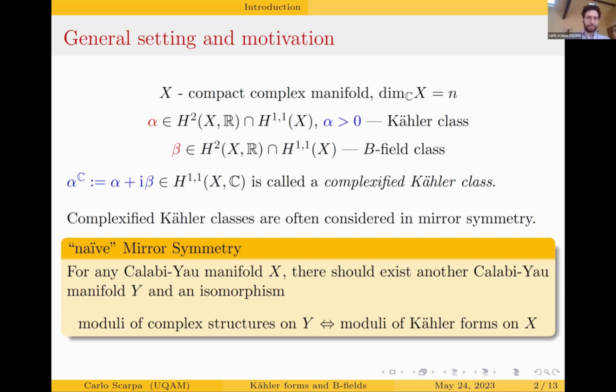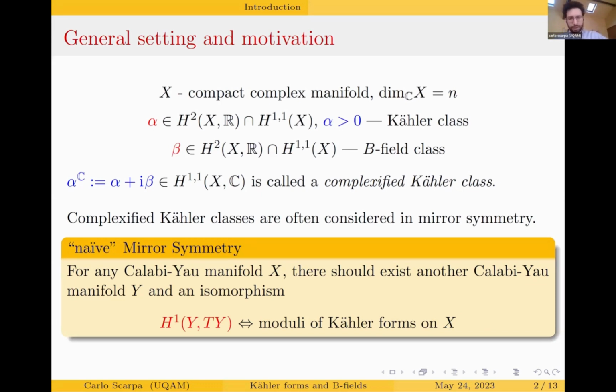And so first of all, some kind of very naive approach to mirror symmetry, if you will, could be stated like this. You have two Calabi-Yau manifolds, and they share some kind of very deep property, namely the moduli space of complex structures on the second manifold should somehow be in correspondence with the moduli space of Kähler forms on the first manifold. And at least at the level of tangent spaces, these moduli of complex structures are parameterized by the H1 of the holomorphic tangent space of Y, so there should be a T10. So this is a complex space.